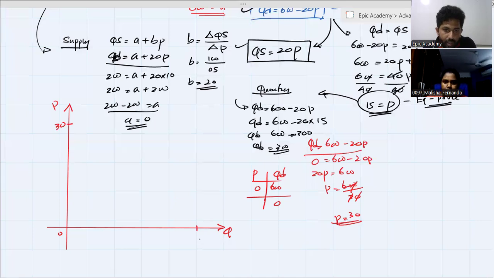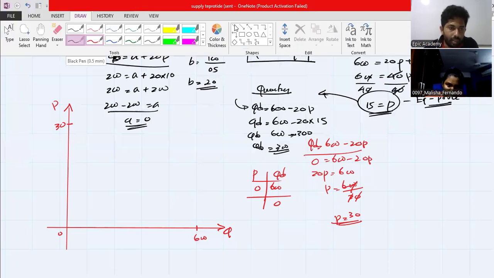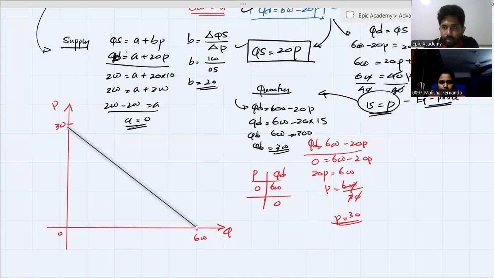In here, the value is 600. So this is the line for the demand. We call it the demand curve, from this position to this position. Okay. Right. This is the equation, the 600 minus 20p equation.